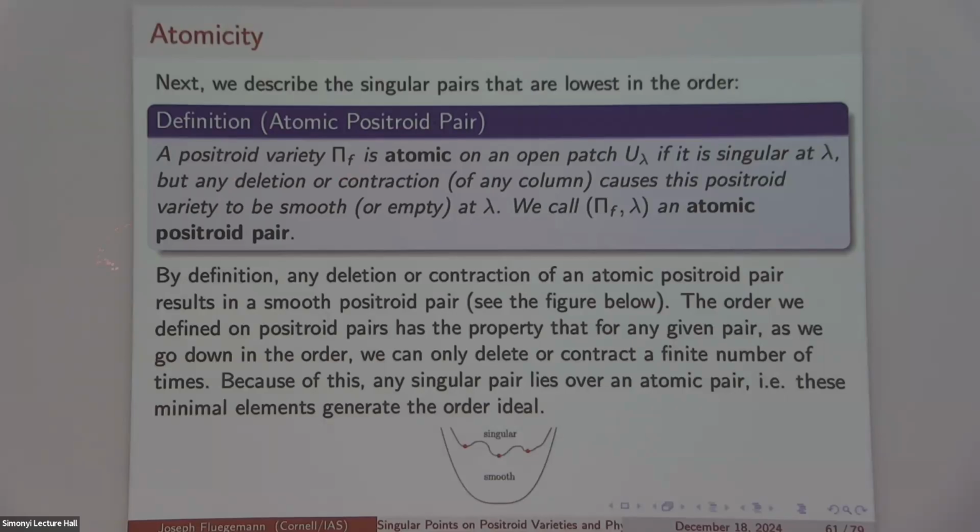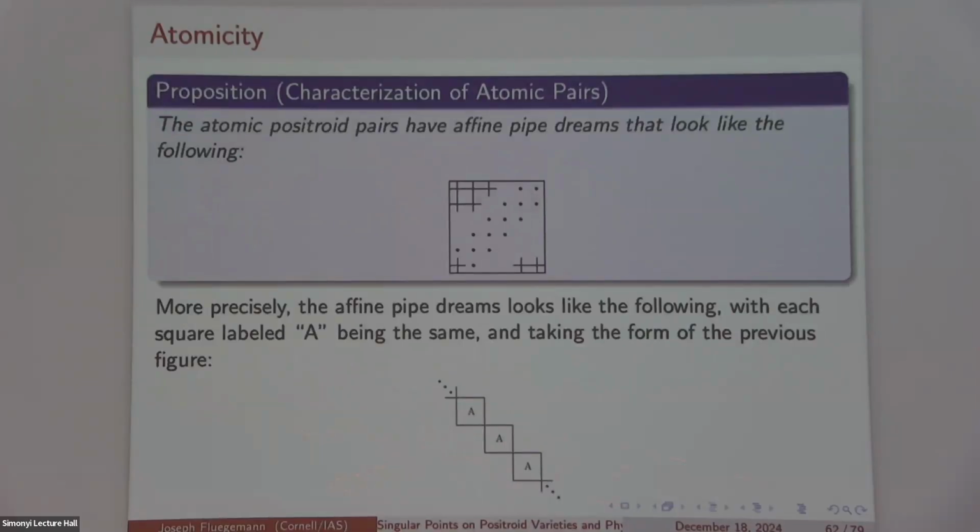So an interesting question to ask is, what are the order ideal generators, quote unquote, or what are the minimal singular objects? It's easy to see what these are in this story. Any deletion or contraction of one of what I call atomic Positroid pairs causes it to become smooth. So they look like this.